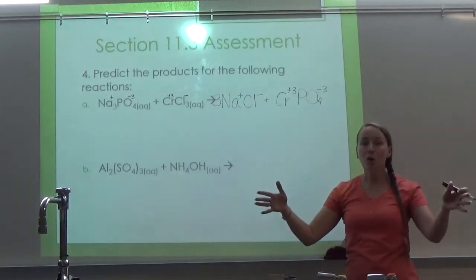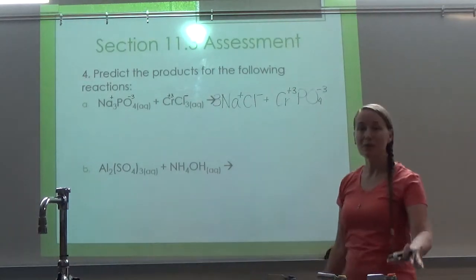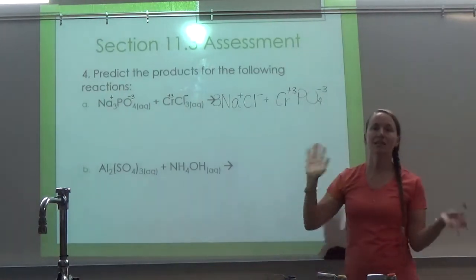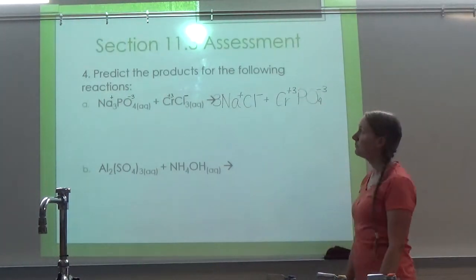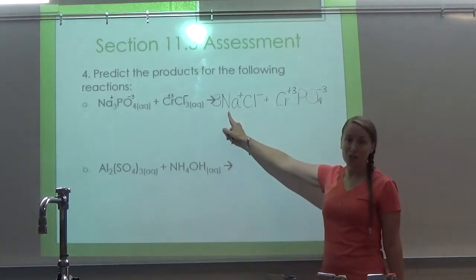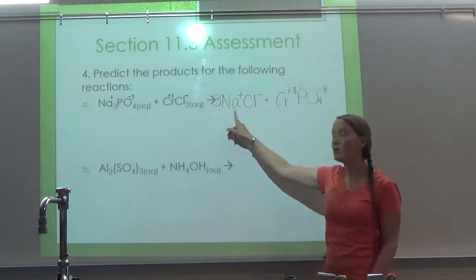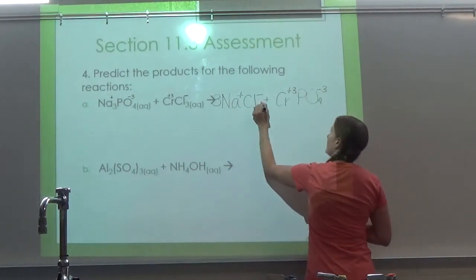So now the last step is to use our solubility rules to determine, are the products aqueous, is there a solid, are we getting a precipitate or not, what's happening? So Na is on your solubility rules chart. It's a group 1 alkali metal, and it tells you it is soluble, which means that it's going to be aqueous.